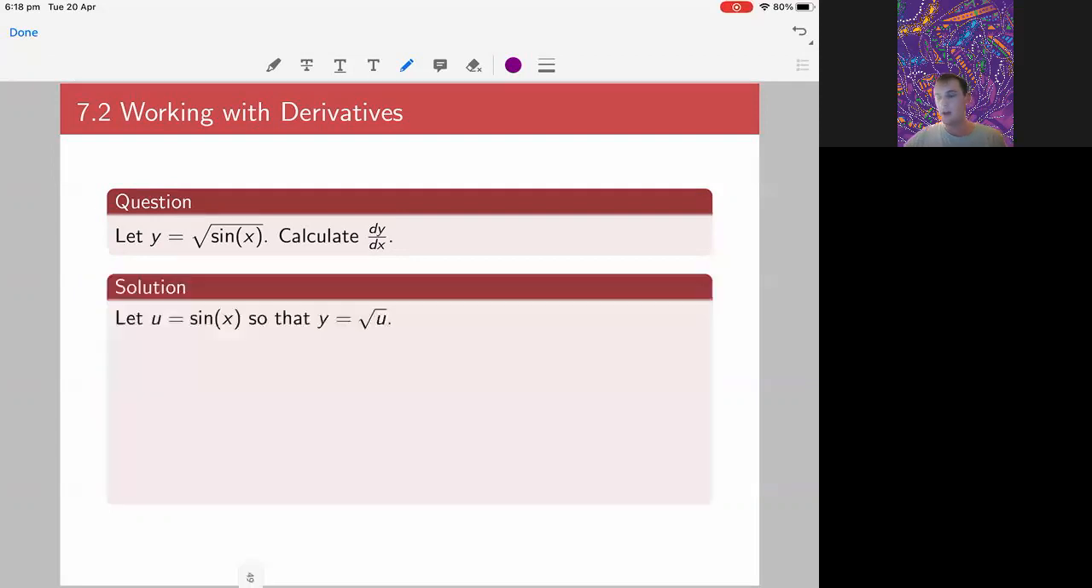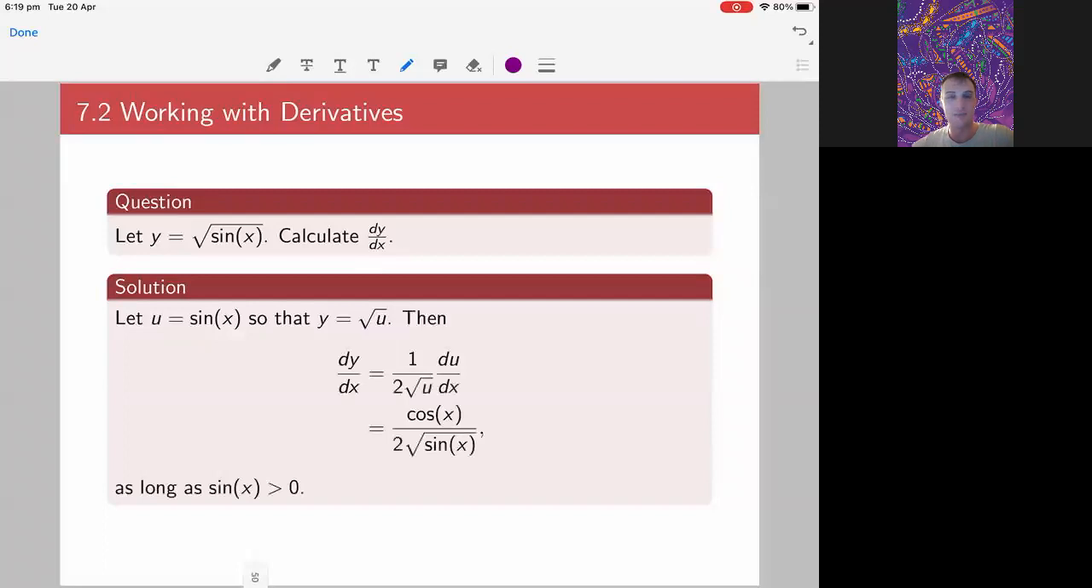Okay. Let's introduce extra variables. Let's define u to be sine of x so that y is actually given by the square root of u. Okay, well, what we're being asked to calculate is the derivative of y with respect to x. Okay, let's do that. The Leibniz version of the chain rule will tell us that dy on dx is equal to dy on du times du on dx.